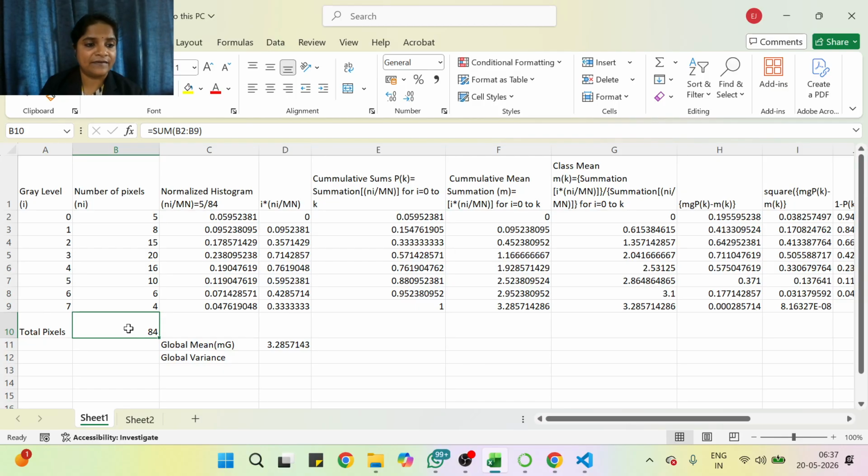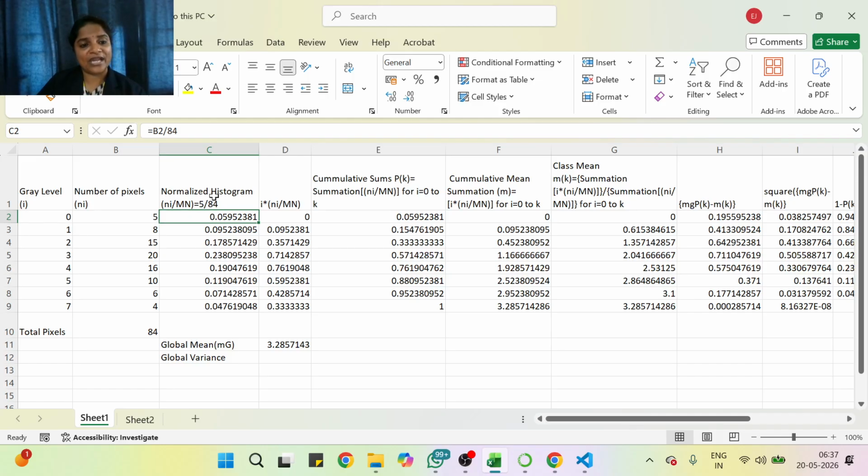If MN is not given, then you simply add up all the Ni values, which will give you your total pixels. In this case, it is 84. Then I have used Ni divided by MN to normalize the histogram values. So this is your Pi. Pi is equal to Ni divided by MN, small pi. We saw that, right? These values are your Pi.